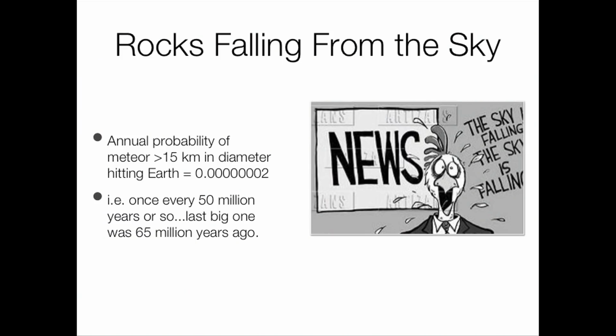So the accepted trigger for this mass extinction is a giant meteor hitting the planet. The annual probability of a meteor greater than 15 kilometers hitting the Earth is that small number. So about once every 50 million years or so, we can expect a large object to hit the Earth. The last one happened about 65 million years ago. We're due, right? But it's a statistical argument, so we could go another million years, another 10 million years.